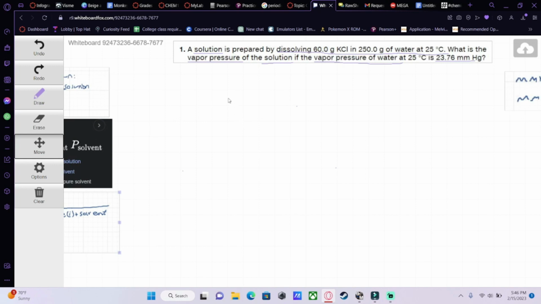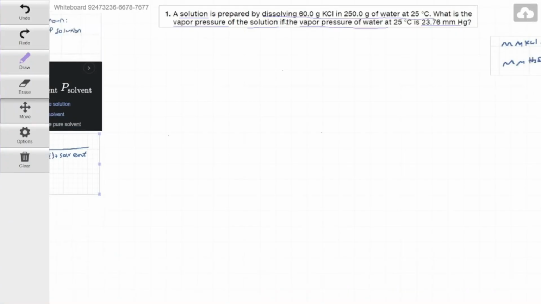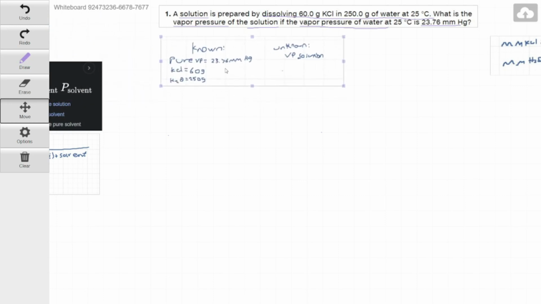Let's just read the problem. A solution is prepared by dissolving 60 grams of KCl in 250 grams of water. What is the vapor pressure of the solution if the vapor pressure of water is 23.76 mmHg? Our first order of conduct is figuring out what we know and don't know. What we know is the pure vapor pressure, how much KCl we have, and how much H2O we have. What we don't know is the vapor pressure of the solution, which is what we're going to be solving for.